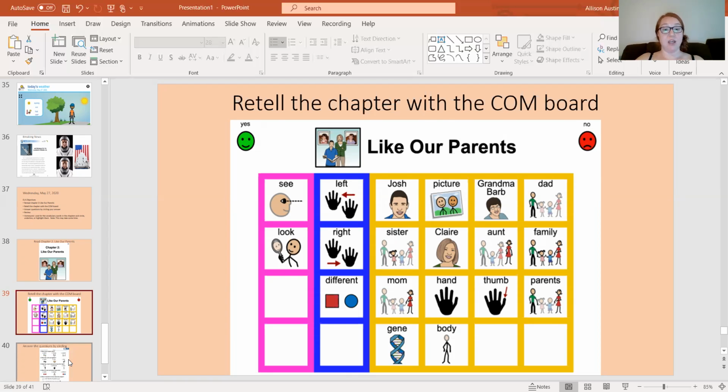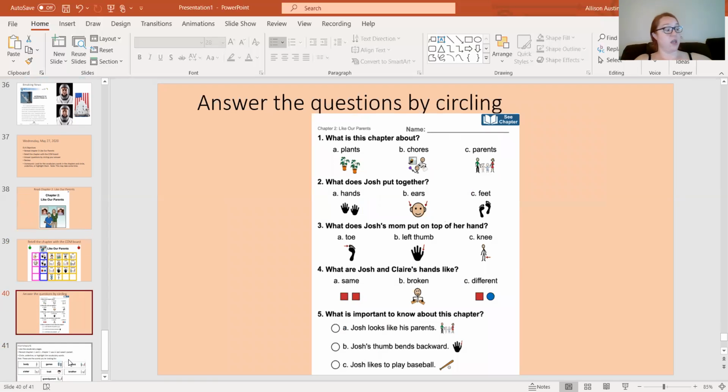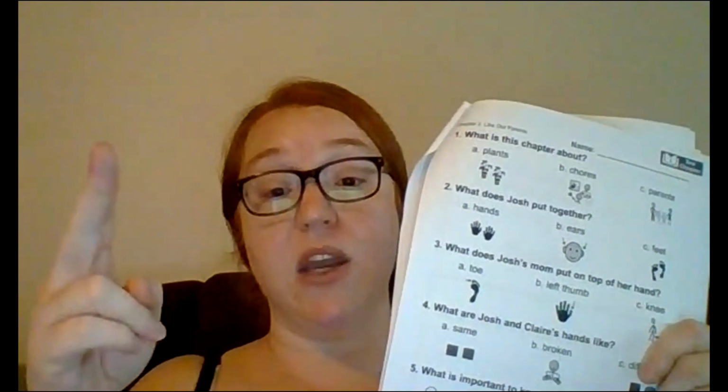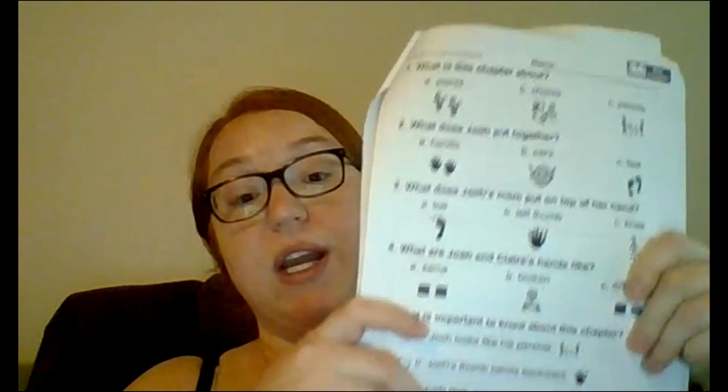So in your packet, you're going to find a page that looks like this. Yesterday we did the fill in the blanks, which is the next 2 pages. And then you're going to come to a page that looks like this, that has the questions. I want you to use your chapter and the COM board to circle your answers on these questions. Look back at the COM board that we just did our review, and look back through the chapter, reading it as many times as you need to answer these questions and circle your answers. There's 5 questions, so press pause and answer those, and then press play when you're ready and we will review. Good luck, guys.